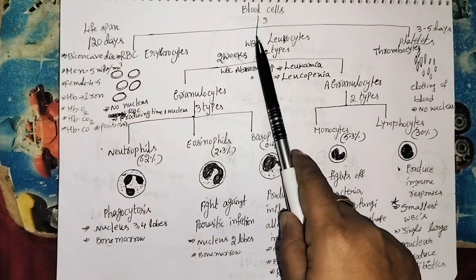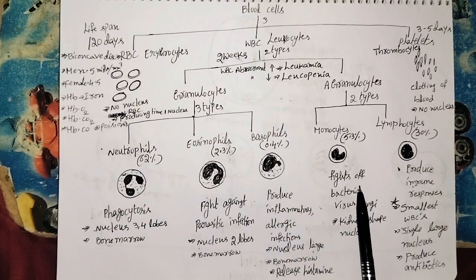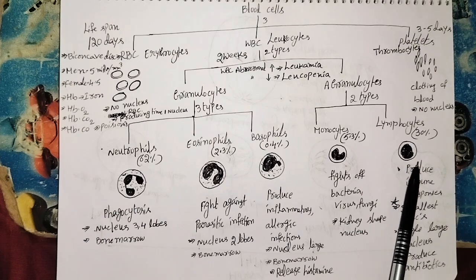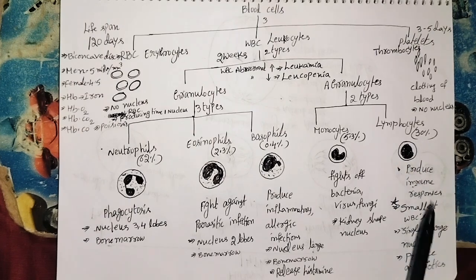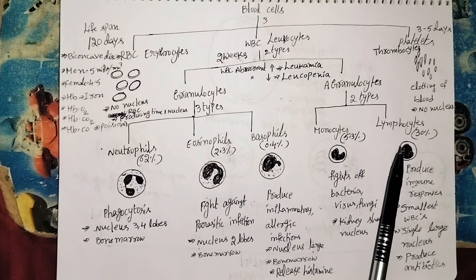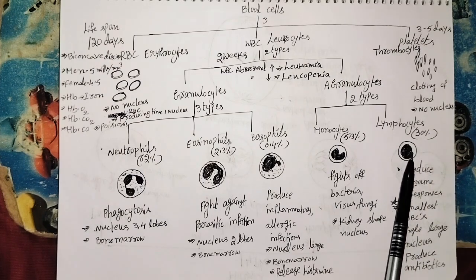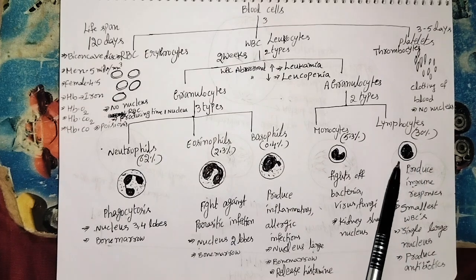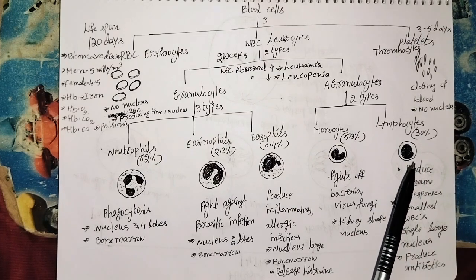In the white blood cells, what is the smallest WBC? This is the smallest WBC, lymphocyte. This is very important, fill in the blanks. And this has a single large nucleus, and it produces antibodies. It means it produces an immune response.